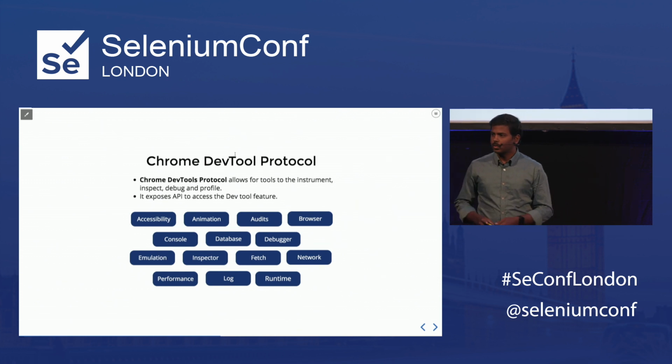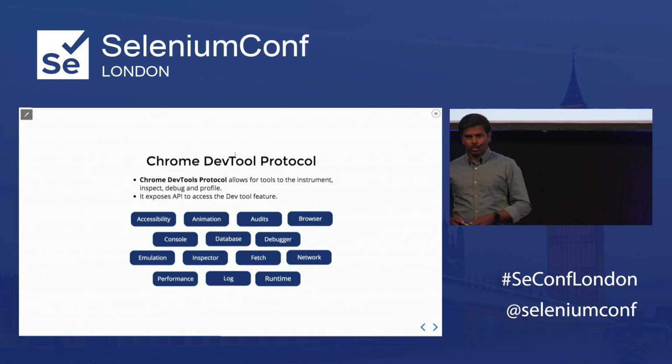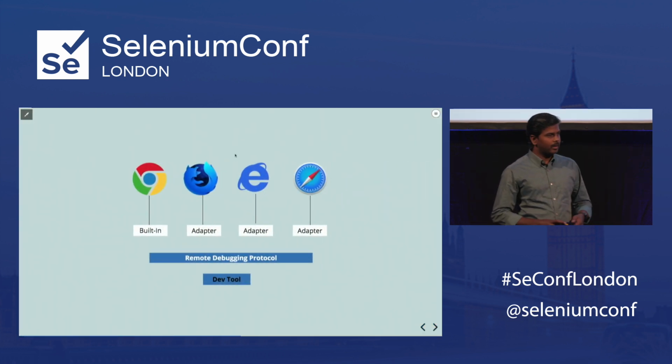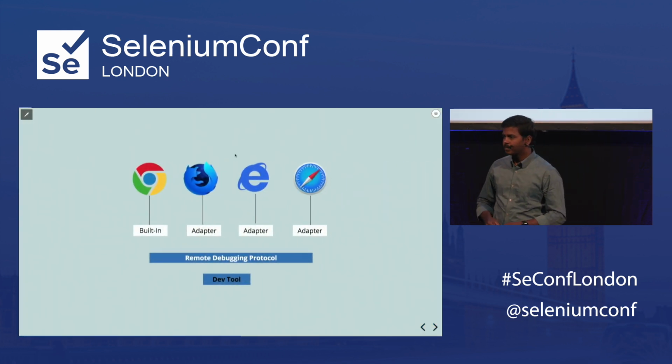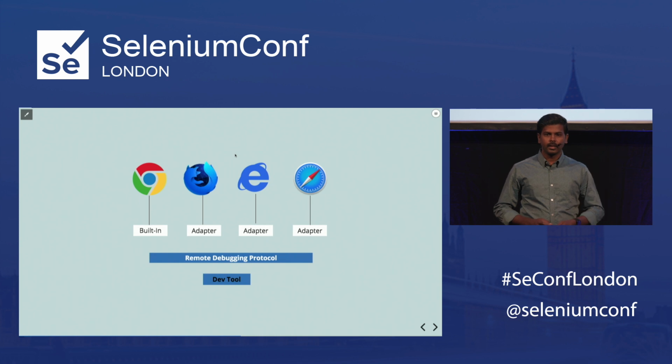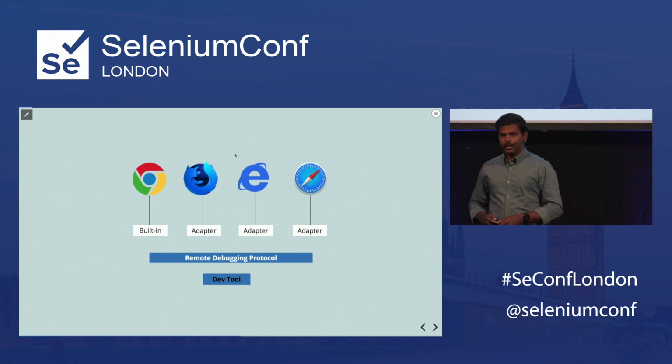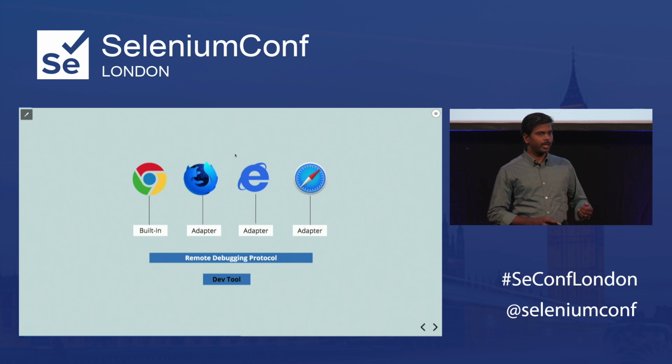And this Chrome DevTools protocol has not just been built or adopted by the Chrome team. It's been widely used and adapted by multiple other browser vendors available in the market. So Chrome has this built in, and for other browsers like Mozilla, and recently Microsoft Edge built on top of Chromium, they all use adapters, which internally communicate to your web browsers using WebSockets. So all these are possible using the remote debugging protocol.